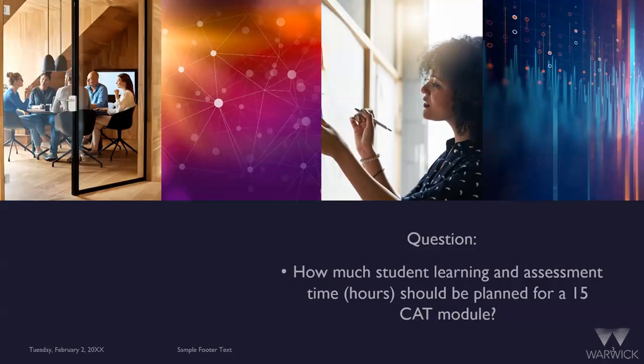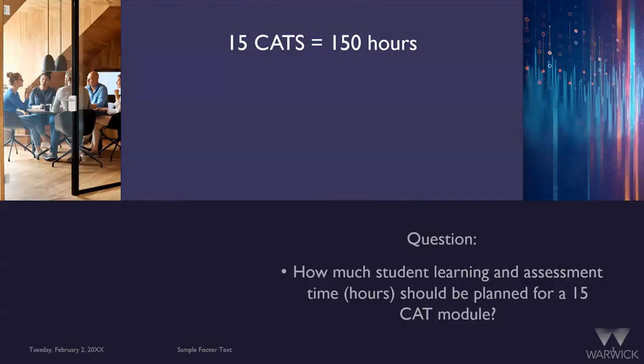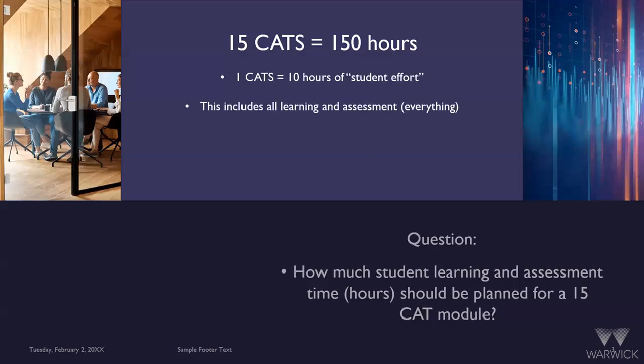In the session, I really wish I might have had longer than 10 minutes, because I would have liked to have heard answers from the people in the room to my question. Given the scenario that you had to plan a 15 CAT module, how many hours of student learning effort, so learning and assessment, would you need to have as part of your plan? Not sure what people in the room would have said, although I've got some ideas. In terms of the Warwick framework, it should be 10 hours per CAT, so we're talking about 150 hours.